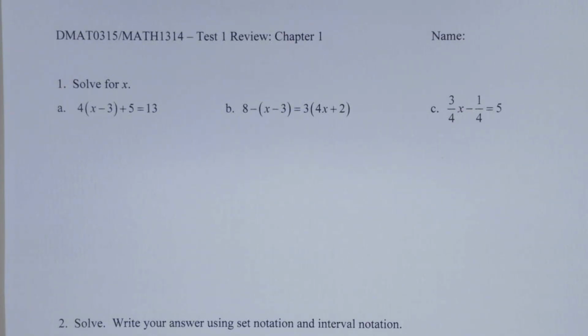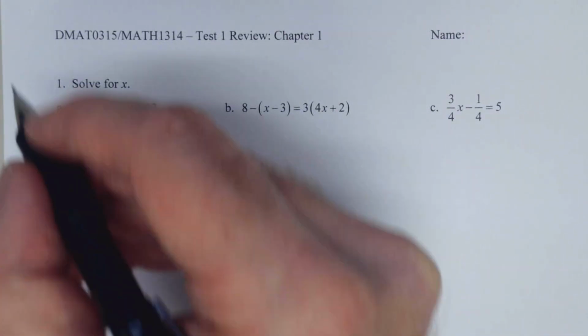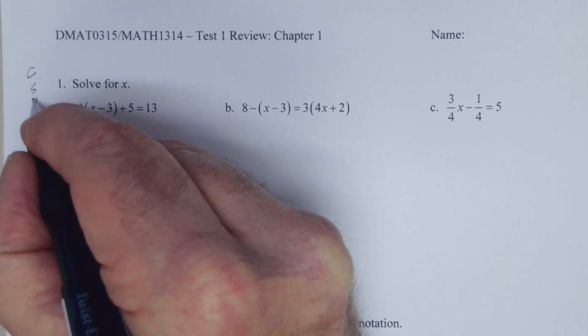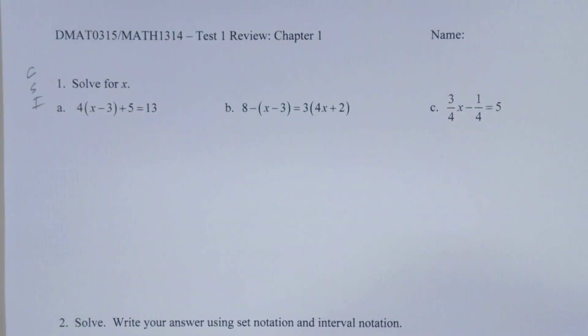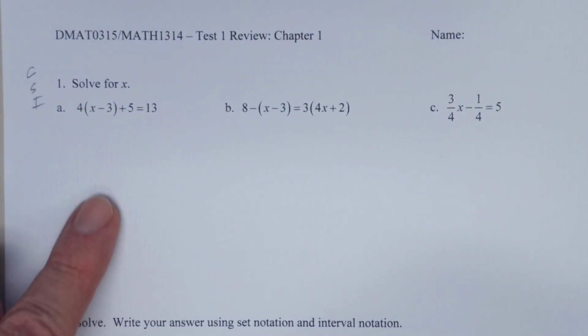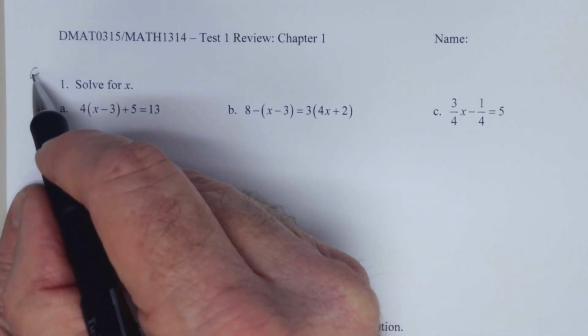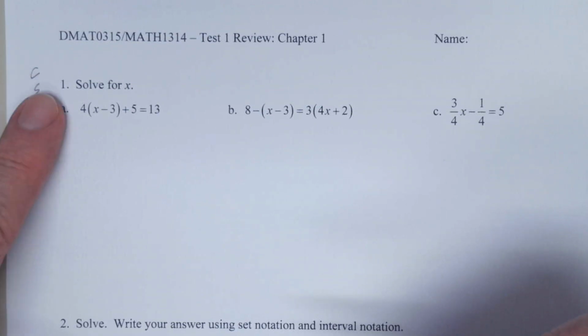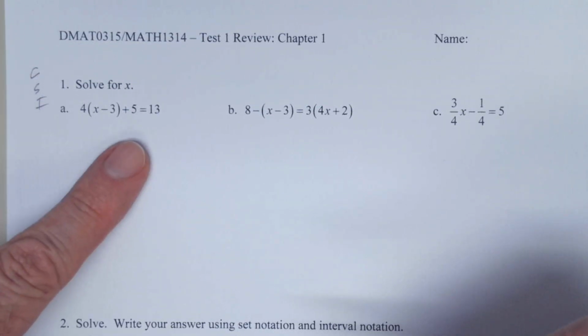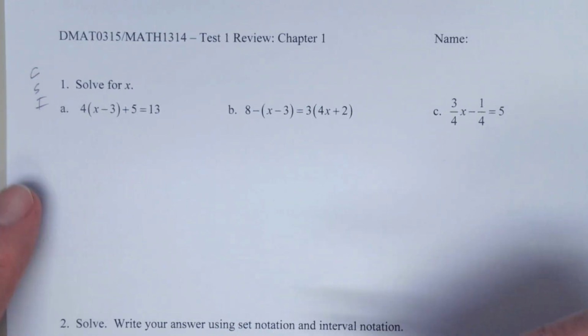So on number 1, you're solving equations. I've been telling you about my CSI 1 and 2 step method. Basically we don't have to worry about fractions until we get to C. That's what the C stands for, clear fractions. S is for simplify. Notice there's some simplifying we can do here.